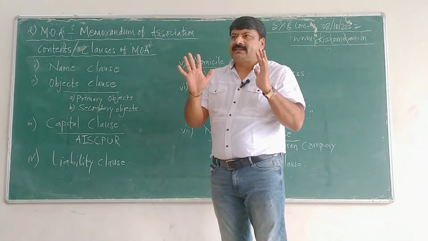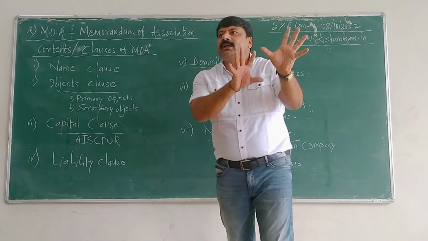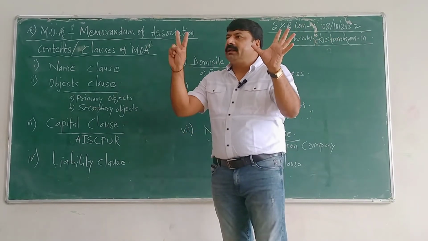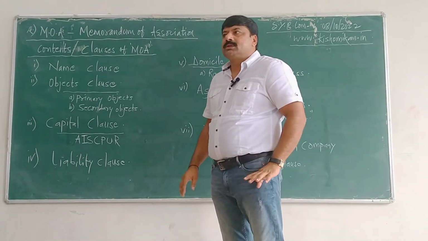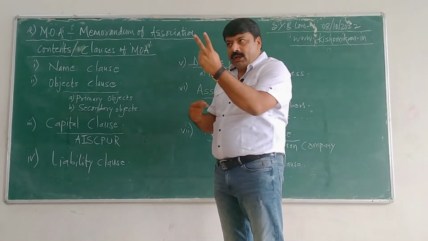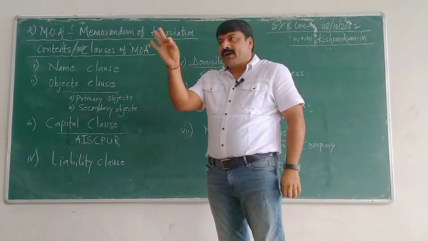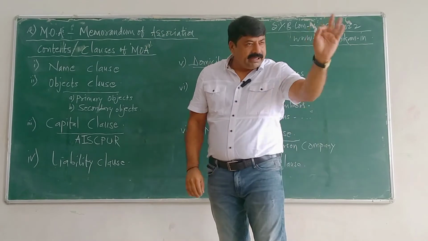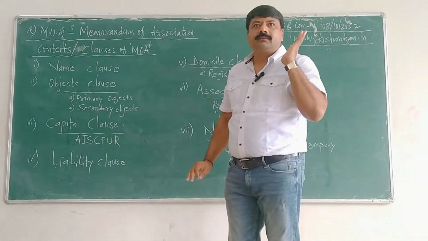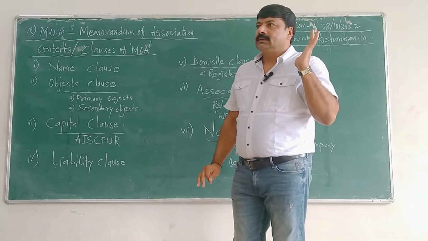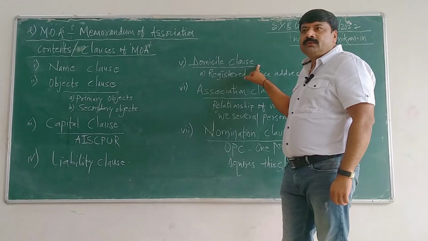If I have 100 shares and my capital value is 10,000, I have already paid 8,000 to the company, so my liability is the remaining 2,000. The company's capital may be 100 crores, but I am liable only for 2,000. It means the liability of a public company is limited to the extent of shares held by a shareholder. Is that clear?